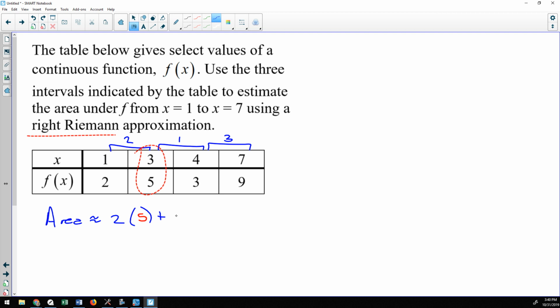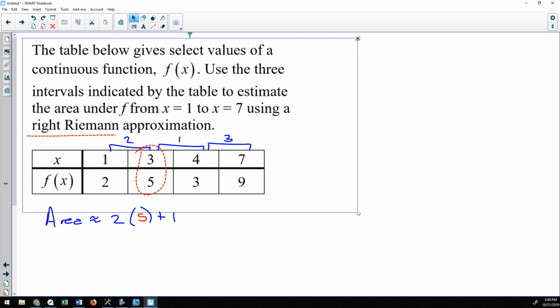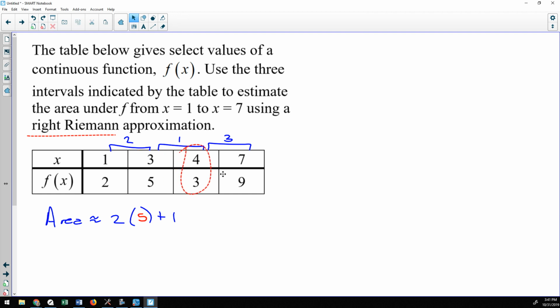My next rectangle from 3 to 4 has a base of 1, and the right side of that interval is, where'd my cursor go? Okay, there we go. The right side of that interval is at the height at 4, which is 3. So that will be 1 times 3. And then my very last rectangle from 4 to 7, that rectangle will have a base of 3. That's your delta x. And then the height of that rectangle is going to be 9.